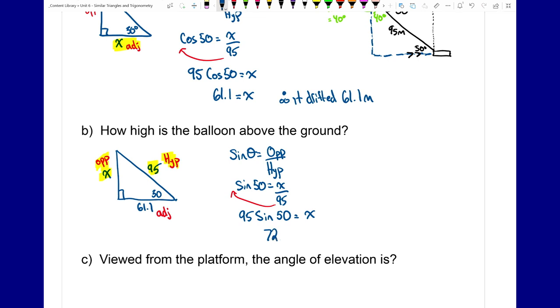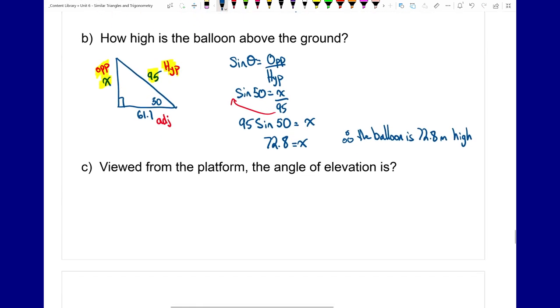And we get 72.77. Or we can say, just for keeping it to one decimal place, 72.8 equals x. So therefore, the balloon is 72.8 meters high.